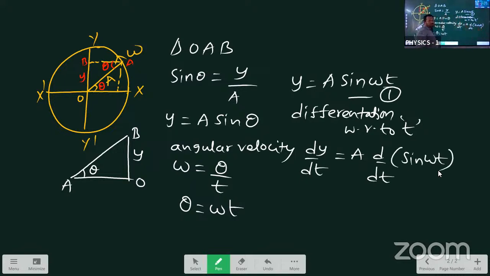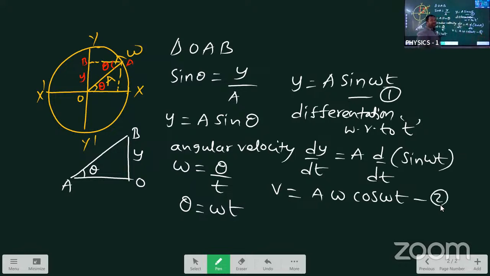This one I am giving as an overall explanation. Then in the next step, I will show you a short method to write this answer. dy by dt, the rate of change of displacement, is nothing but velocity. A is obviously constant. d by dt of sin omega t: MPC students know that d by dx of sin x is cos x. Here, d by dt of sin omega t means omega cos omega t. This is the mathematical formula. V equals A omega, constant outside, cos omega t, the velocity.